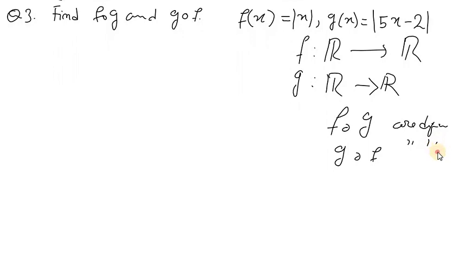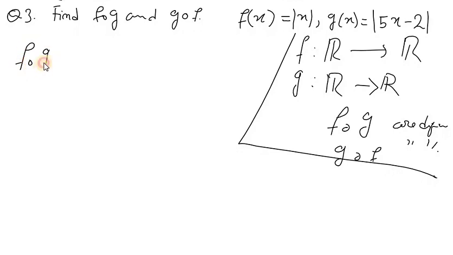Defined. It is defined. So we can find that. Okay, so let's try to do it. So we'll do f of g of x. So what is this? From the definition, this is f of g of x. Now, what is g of x? g of x is absolute value of 5x minus 2.